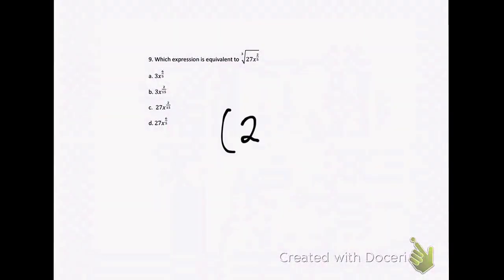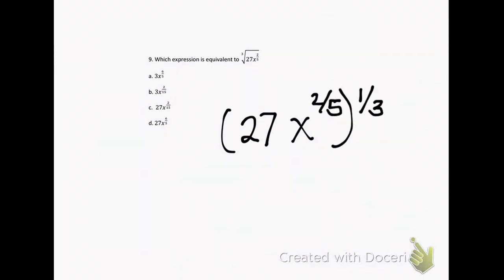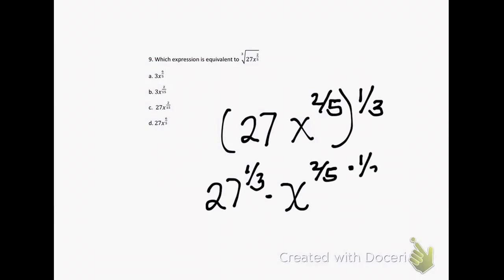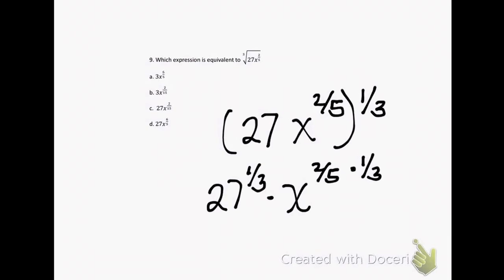You work this one. Write it in exponential form first. 27x to the 2/5 raised to the 1/3 power. Distribute your exponents. 27 to the 1/3 power times x to the 2/5. And I need to multiply those exponents. And simplify to get my answer.